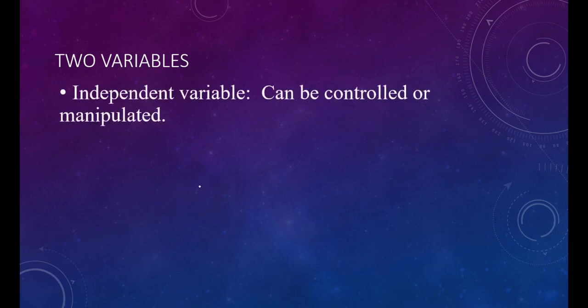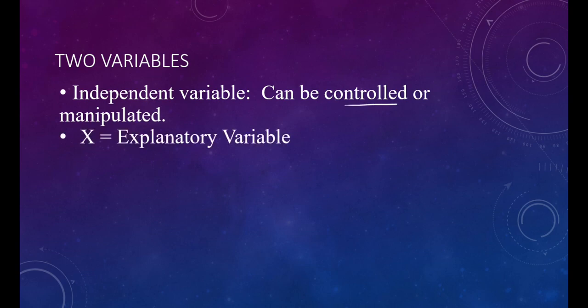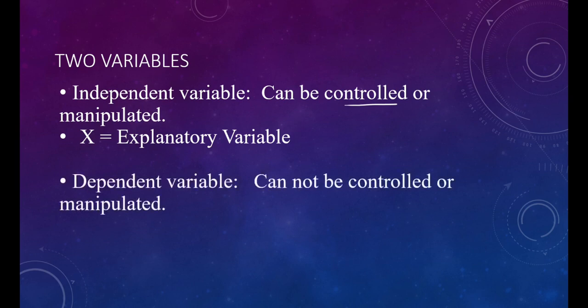The independent variable can be controlled or manipulated. In our case, the independent variable is also known as the explanatory variable, and we're going to denote that with the letter X. The dependent variable cannot be controlled or manipulated. We're going to denote that with the letter Y, and that is also known as the response variable.